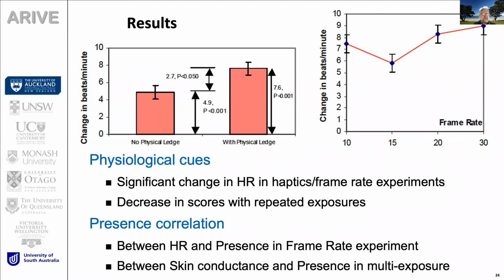But more interestingly, there was a really interesting correlation between heart rate and presence in the frame rate experiment, and between skin conductance and presence in the multi-exposure experiment. That is because the frame rate experiment was one where people were dropping the balls down the pit, so it was the one that was the scariest. So there was a good correlation between heart rate and presence there.